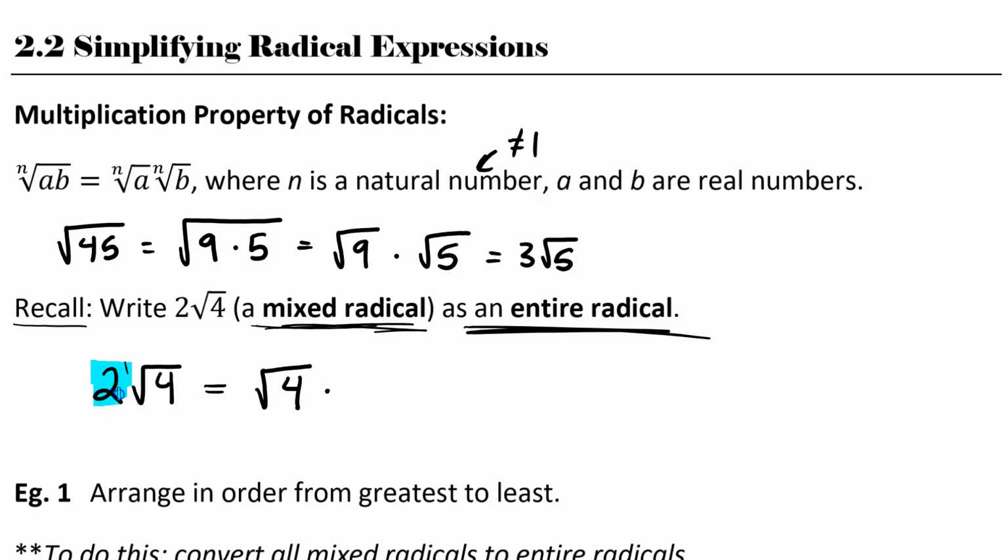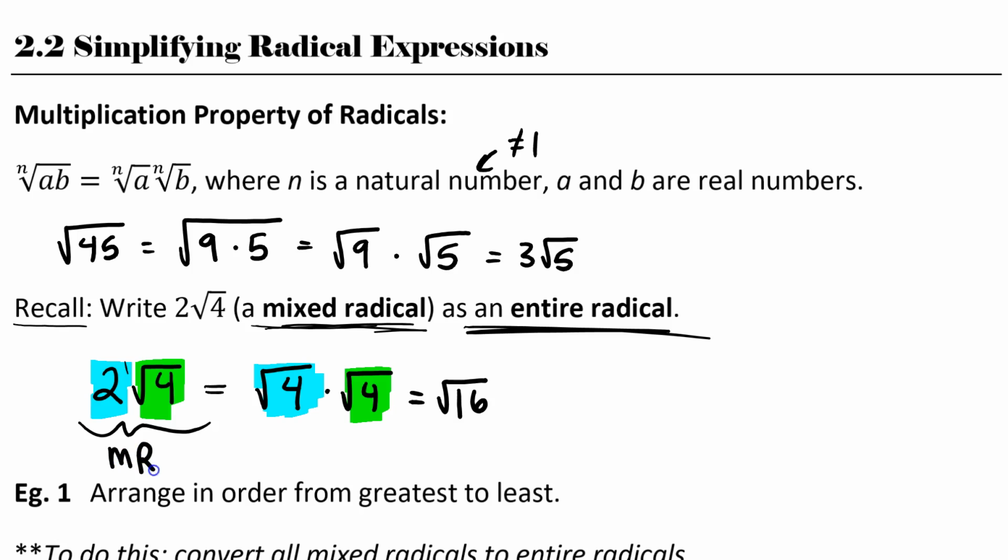Now I'm just going to highlight it to say that these two things are equivalent. And then I'm just going to do the remaining bit, root 4. I'm going to highlight that this is the same thing as this, which is simply the square root of 16. So this right here is our mixed radical, and this right here is our entire radical.